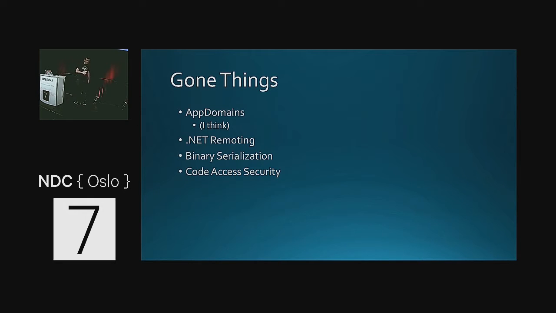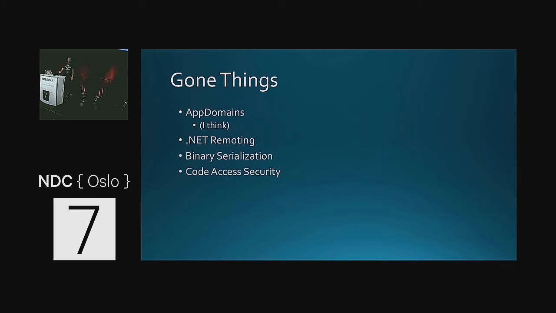Binary serialization has gone for much the same reason, and currently code access security has gone. Now, strong naming had gone, and then they brought that back. We also lost assembly-neutral interfaces and assembly-neutral types fairly early on in the process, and I did weep a little for those, because they were great.